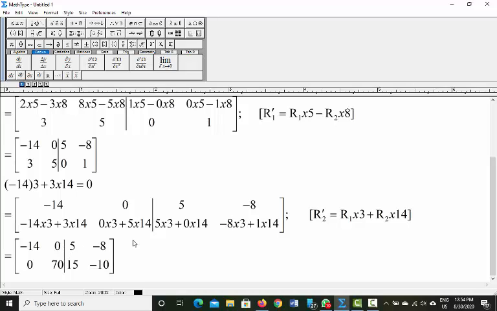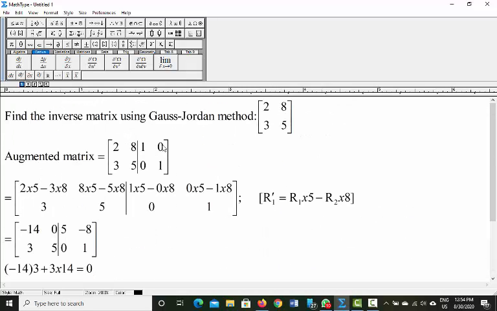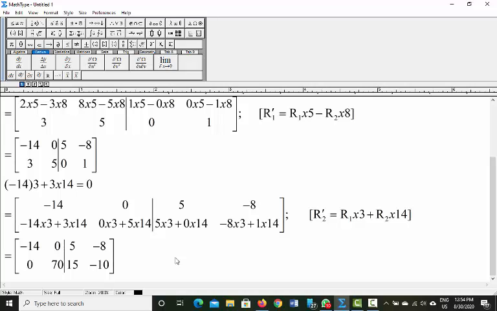This way we can see that we have already converted this one to 0. We got a 0 here, and again we got a 0 here. Now what is our second task? Now we need to bring 1 on the right diagonal. That means we need to get 1 here, and also 1 here.